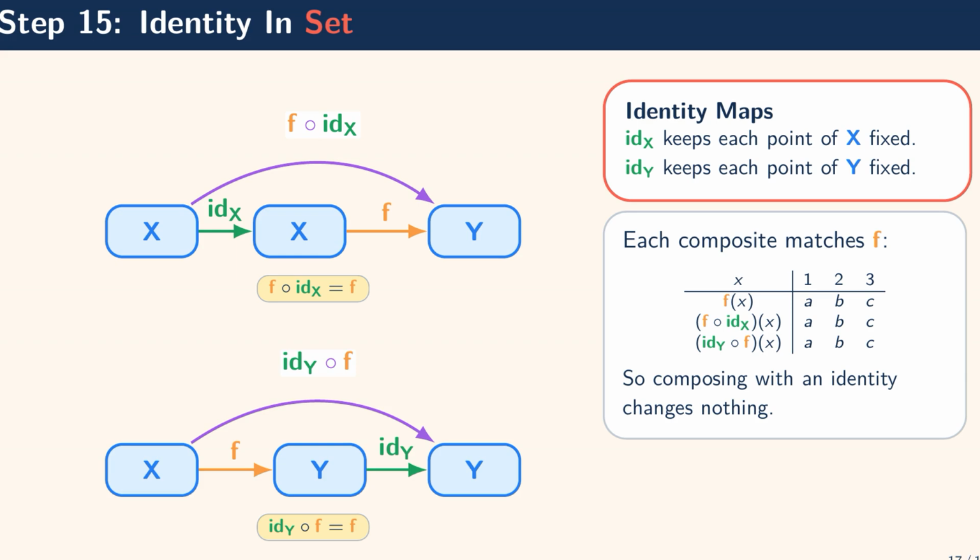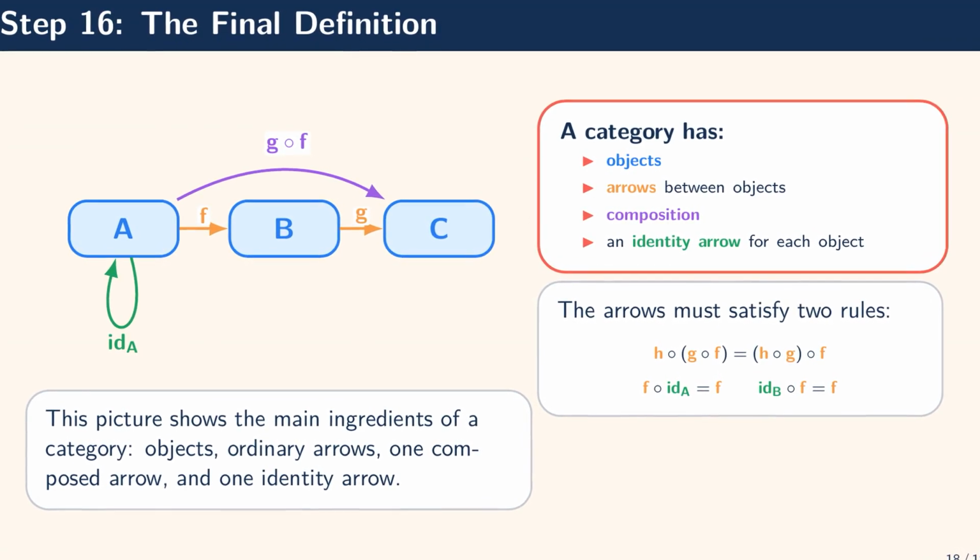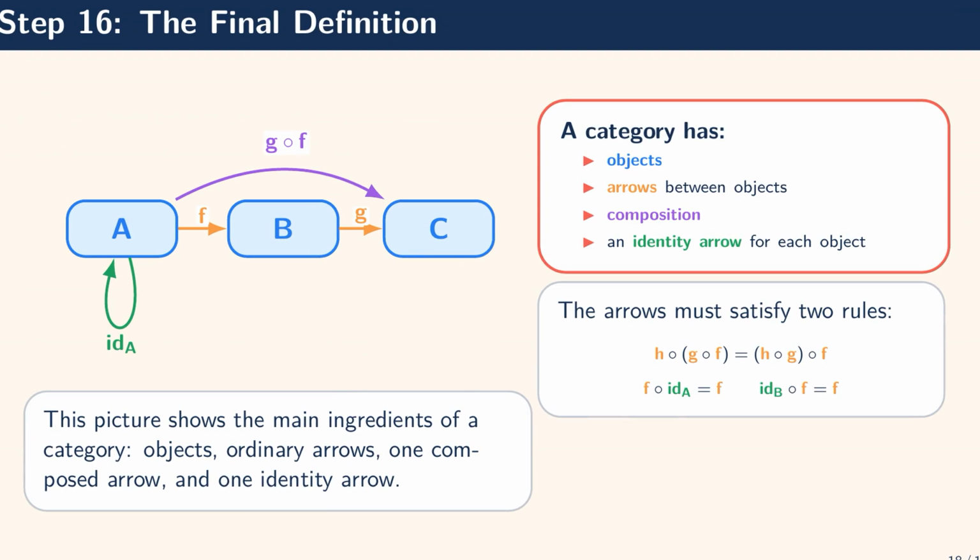We can now state the full definition. A category has objects, arrows between objects, a notion of composition, and an identity arrow for each object. These ingredients must satisfy two rules: associativity of composition and the identity laws. That is the core picture behind the definition of a category.